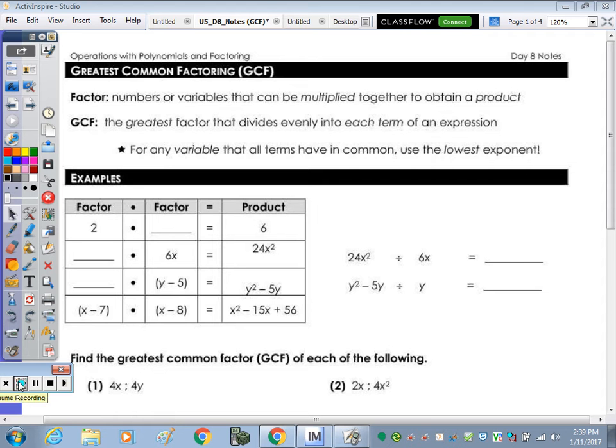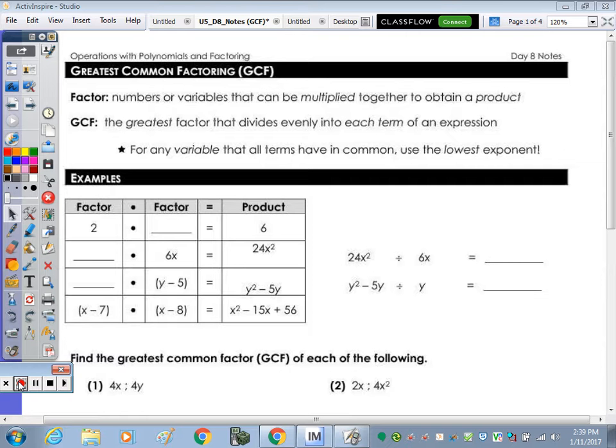So today in our notes, we're going to start factoring. So we're going to undo multiplication, so we're working backwards. When you think of factors of 6, I'll pick a small number so there's not as many. What are the factors of 6? 3, 2, 1, and 6.